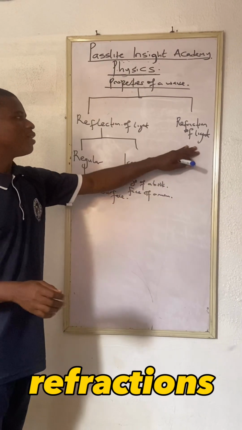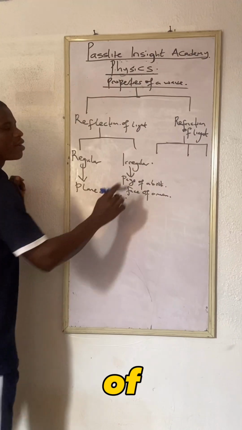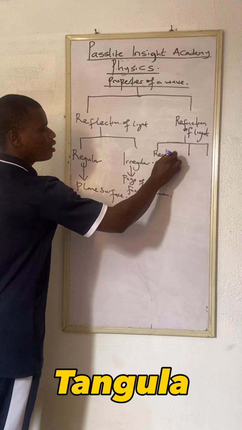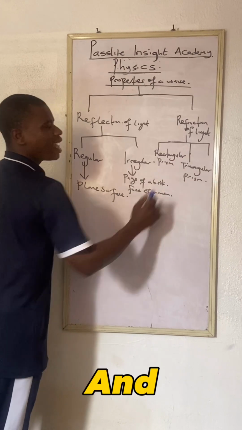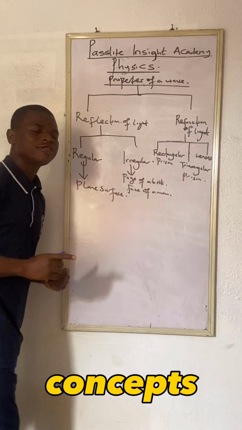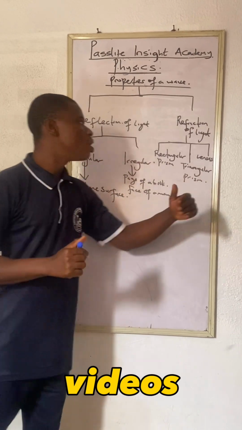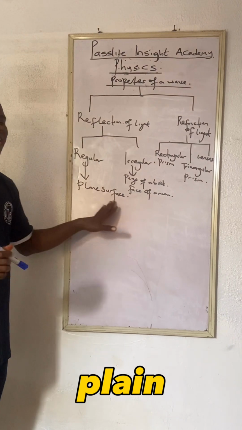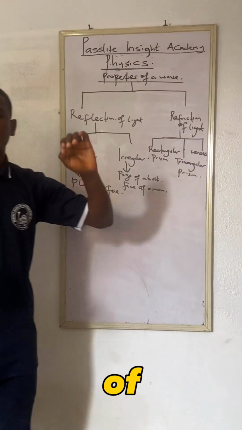Then let's go to refraction now. Under this, we're talking about the rectangular prism, the triangular prism, and lastly, lenses. These are the three concepts that we'll cover on refraction in our next videos. But today, we are starting with plane surfaces under regular reflection of light.